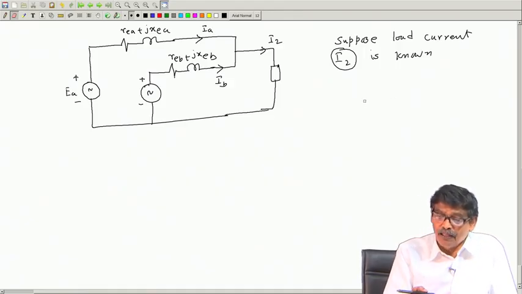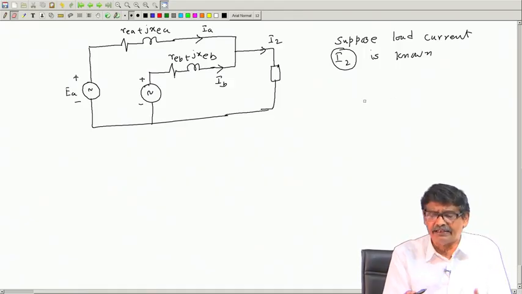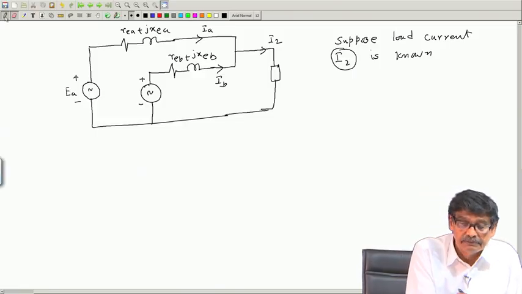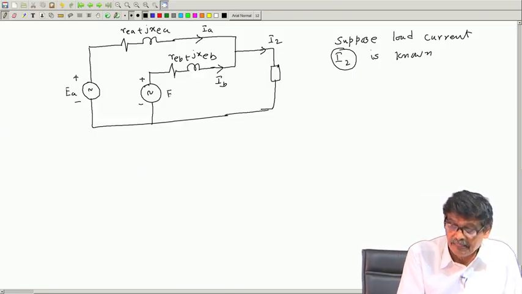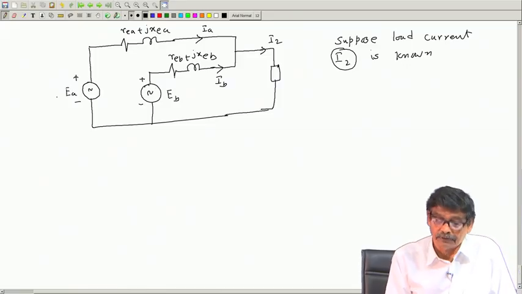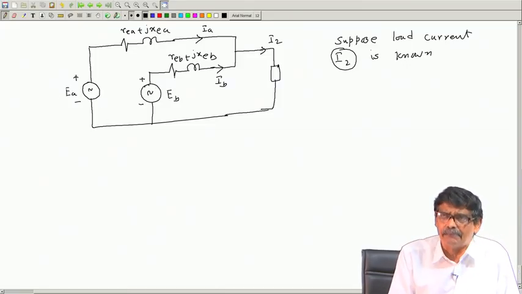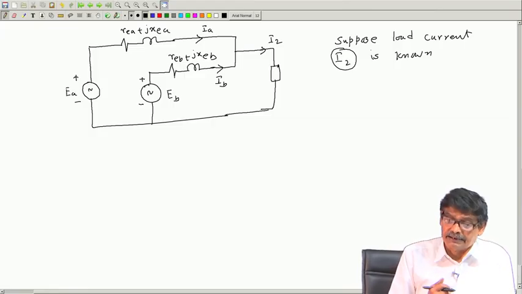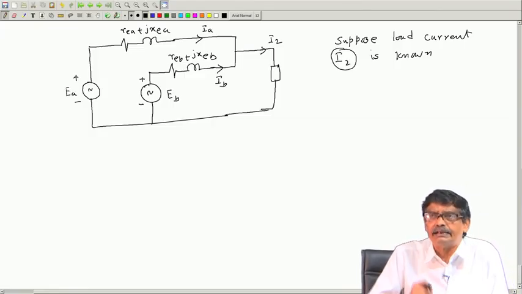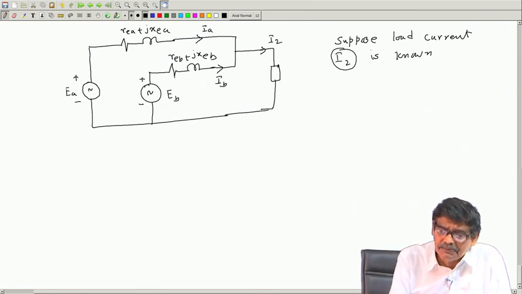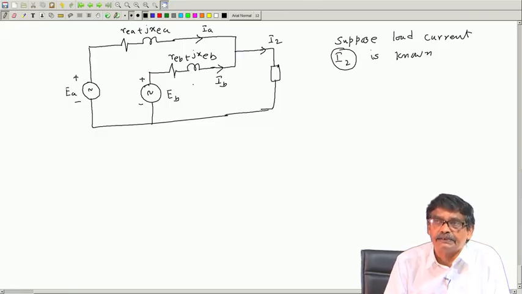Now, how do I find out this? It is a circuit problem. What else? I know EA, EB, and I will assume EA, EB are not the same. They will be the same, that is the most desired thing, but as I told you there may be a little difference. So, EA, EB are there, and what will be the current shared by this?